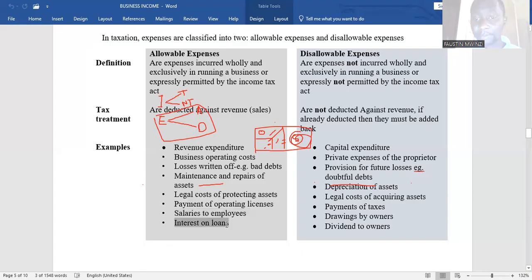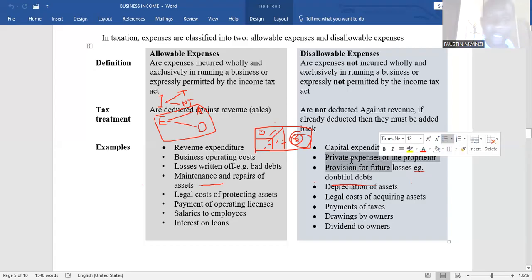Interest on loans would be allowable to the extent that those loans... I hope I'm not breaking, my internet is powered by the phone. When someone calls, it gives trouble. There is some special interest that is not allowable. One is interest that is connected with payment of taxes, and we are going to see that on the other side. Disallowable expenses. You are breaking. Yeah, someone is trying to call my phone. Let me look at it.